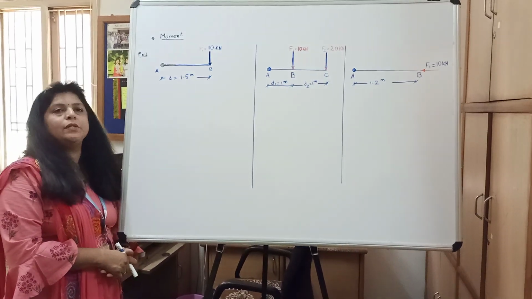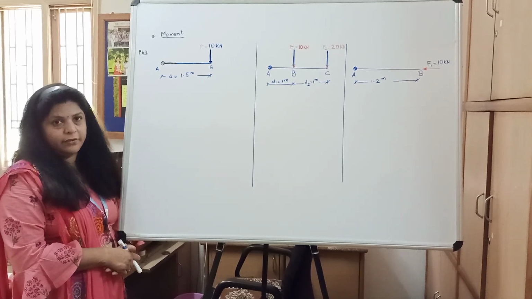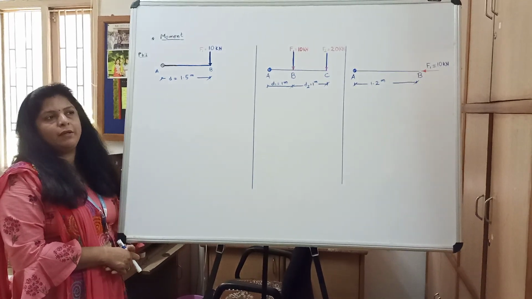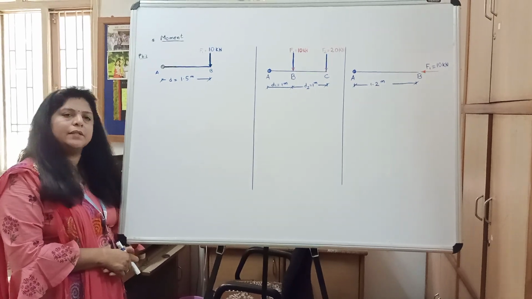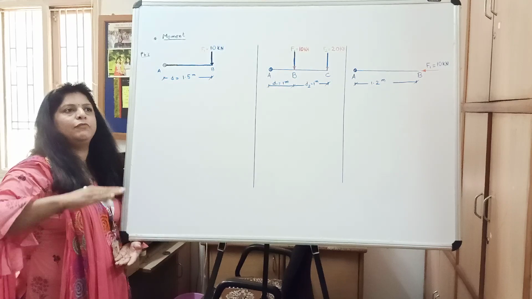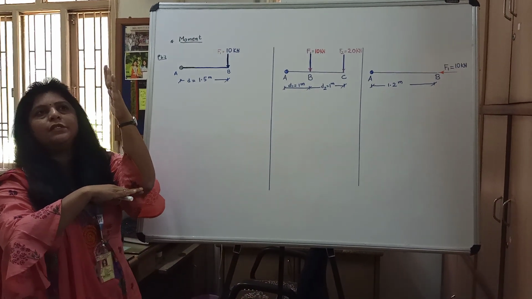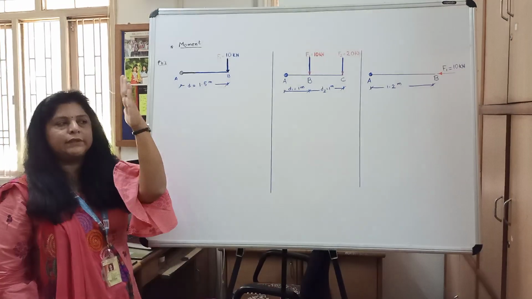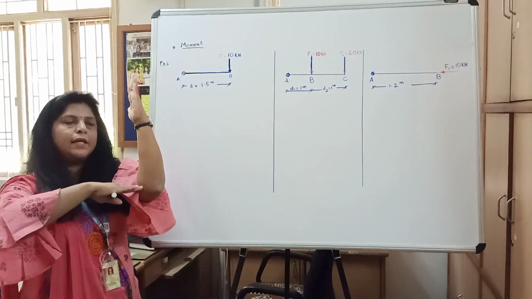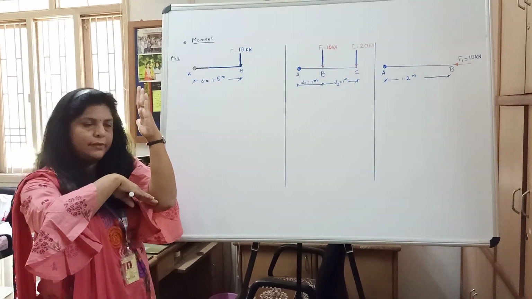Clockwise moment is taken as positive, anti-clockwise moment is taken as negative, and mathematically we can say that moment is equal to force into perpendicular distance. That means if the force is horizontal, the distance will be at an angle of 90 degrees, that is perpendicular. If the force is acting vertically, then the distance will be taken as horizontal. That means always it will be at an angle of 90 degrees.